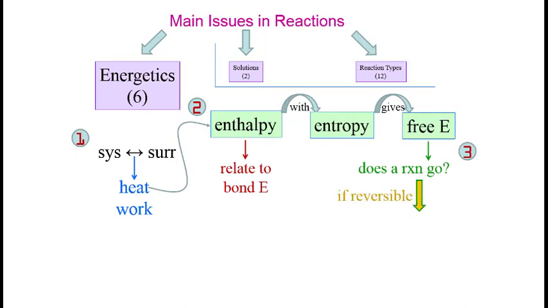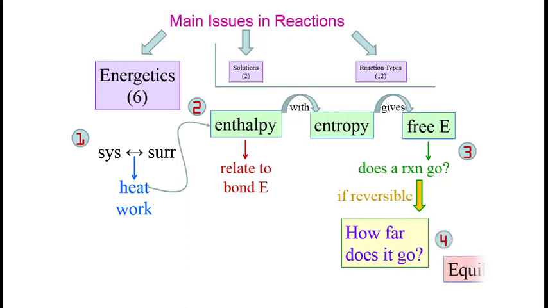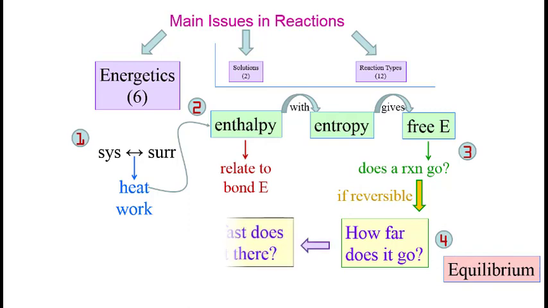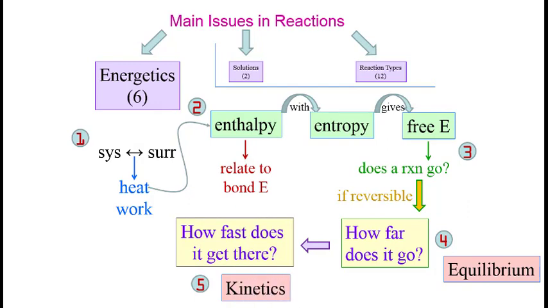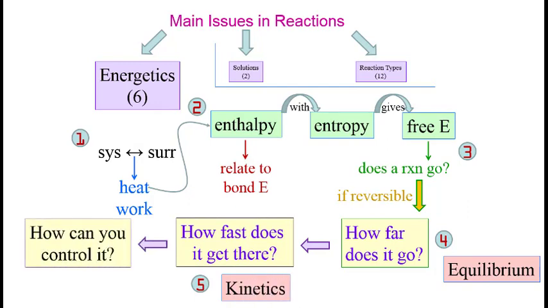If a reaction is reversible, we can ask, how far will it go? This gets us to a module where we will address equilibrium. We might also ask, how fast does it get there? This will be a module on kinetics. And finally, we can ask if there is a way that we can control where a reaction ends up. This will be where we will finish our general discussion on reaction energetics.